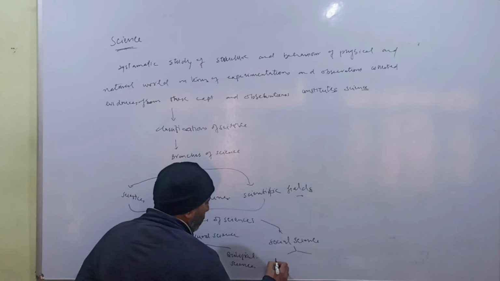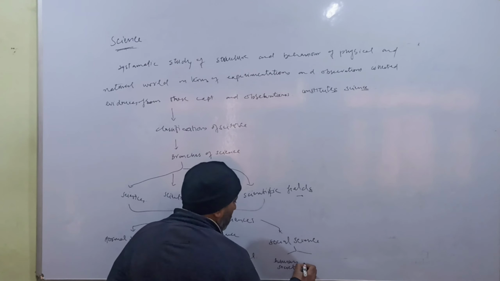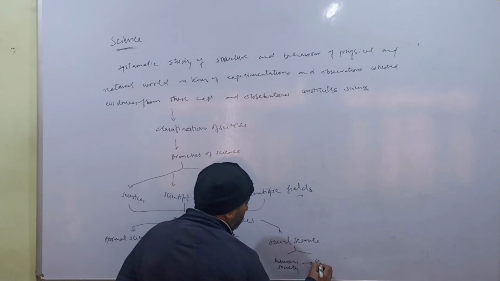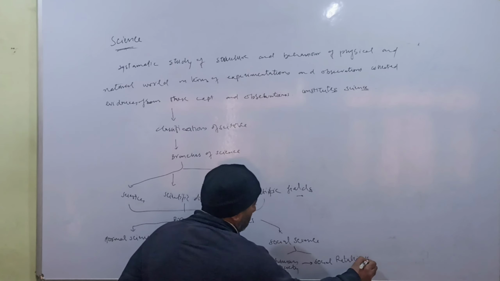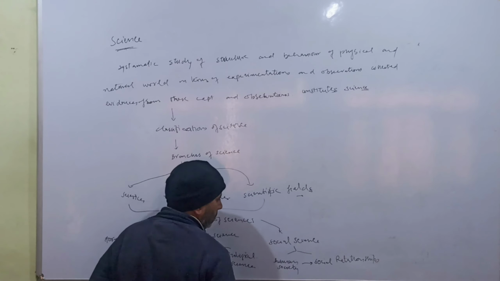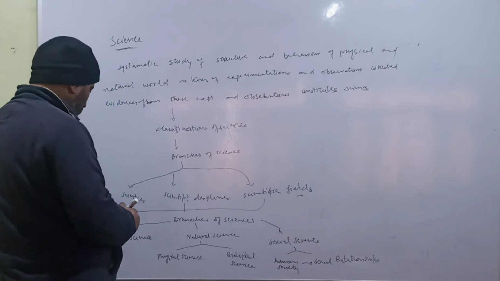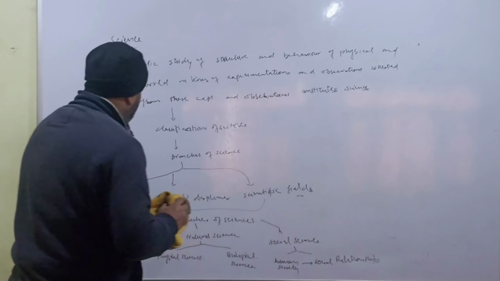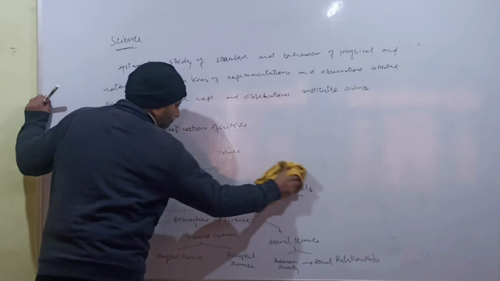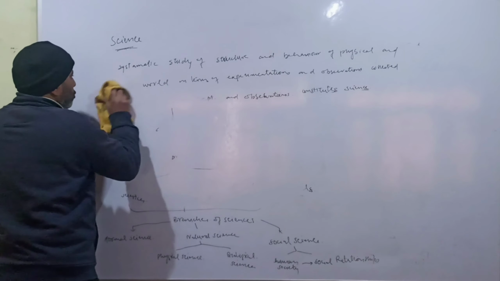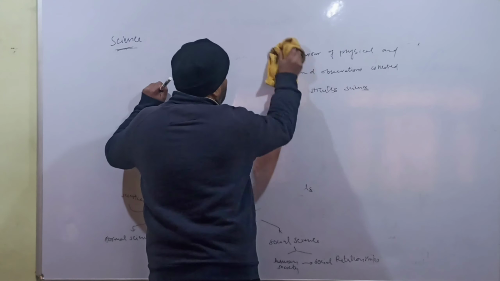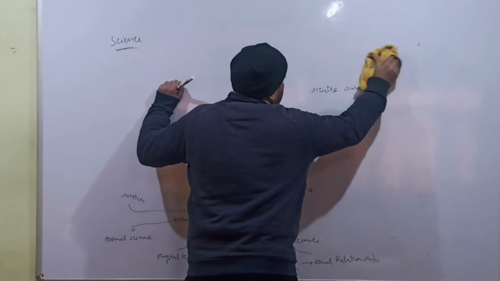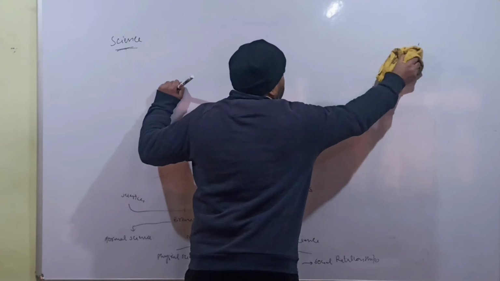Social science means human society in relation to social relationships. Furthermore, I will reach up to the point before there is no space on the board. My board is of good size, but still all the concepts cannot be clear on the single board. Therefore, I have to rub and proceed further.